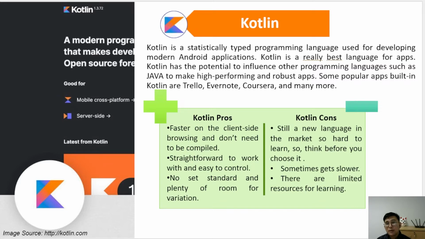It could also be combined with Java to make high-performing and robust apps, or even combined with another application or SDK, software development kit, such as Trello, Evernote, Coursera, and many other applications as well, in order to give the best mobile application that is needed for our user. The advantage of Kotlin is that this kind of programming language is fast.